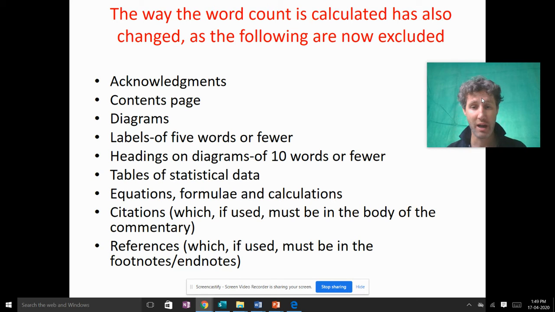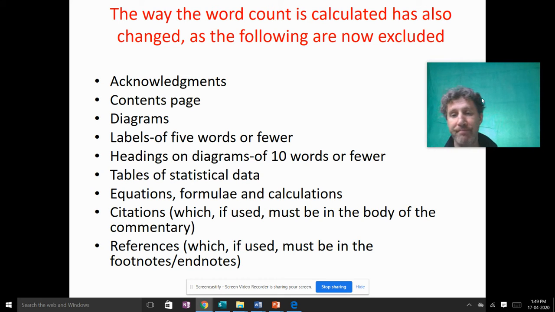Now, of course, all diagrams have to have headings. So you should have figure 1 and then a heading on the diagram as well, whatever the diagram is. Statistical data is not included. Equations or formulas or calculations are not included. Citations, which, if used, must be in the body of the commentary. Don't put them as footnotes. Put them in the body of the commentary if you're citing something. References, which, if used, must be in the footnotes or endnotes.